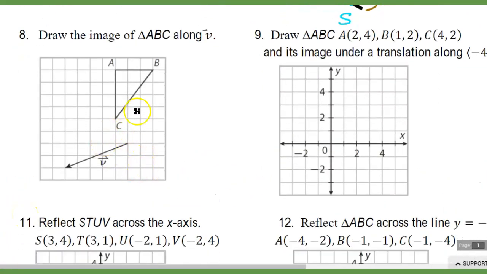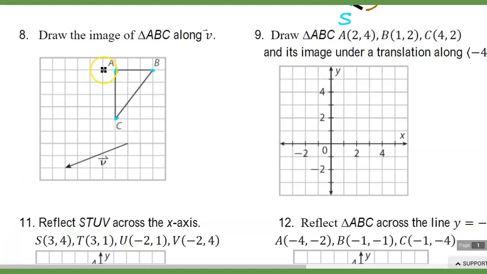All right, using this vector, we're going to draw the image. Remember, this is called a pre-image, so we want to draw the image, which will be A prime, B prime, C prime. And this tells us we want to move each of these corners. Looks like to the left, 1, 2, 3, 4, 5, and down 2, 1, 2. Each of these we just move left 5 and down 2.